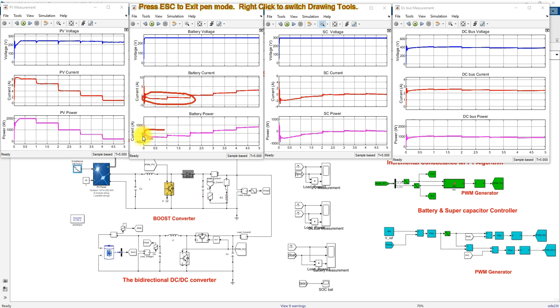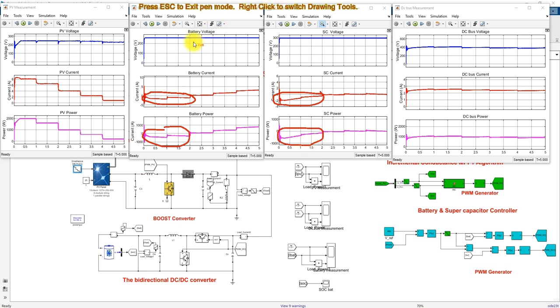And then here you can also see that the power is negative, and the supercapacitor current is negative, and then the supercapacitor power is negative. So what's the meaning? That means the PV power is greater than the load, so that's why the battery and the supercapacitor are in charging mode. That's why the current is negative. So the battery current and the supercapacitor current are negative, and the battery power and the supercapacitor power are negative. What's the meaning? Both are in charging mode.